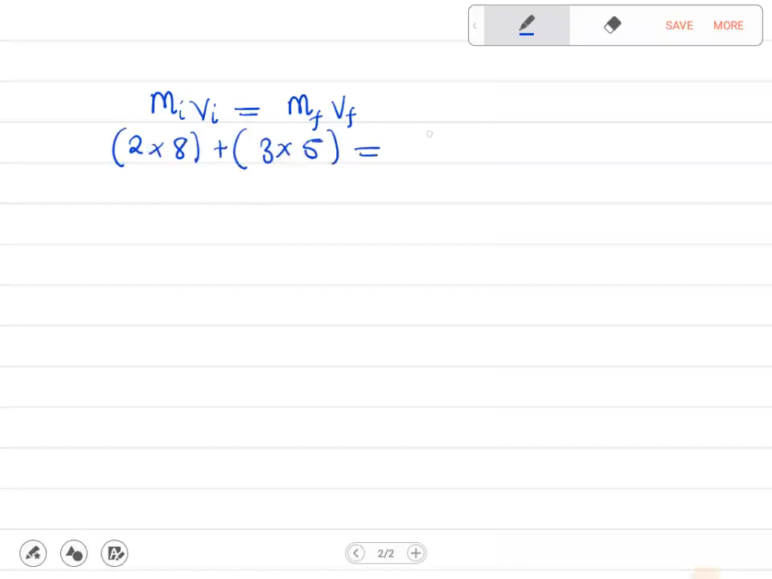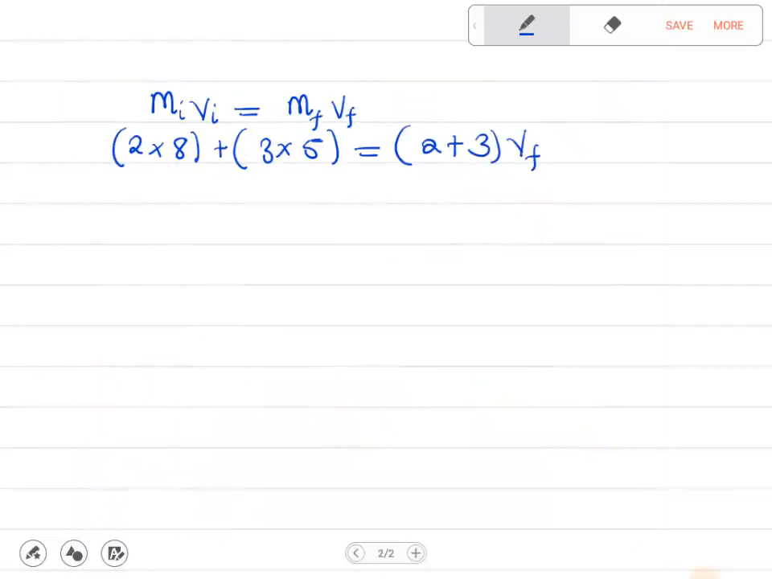Then after collision, they stick together. Remember, they're moving at the same speed. That means they move with a common velocity. So we are going to add our masses at the end of the day. So we're going to say 2 plus 3, and our common velocity is just vf. Let's just call it v final.